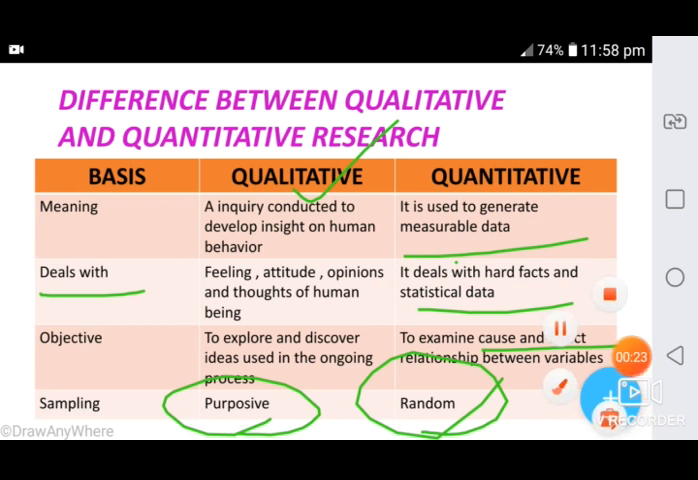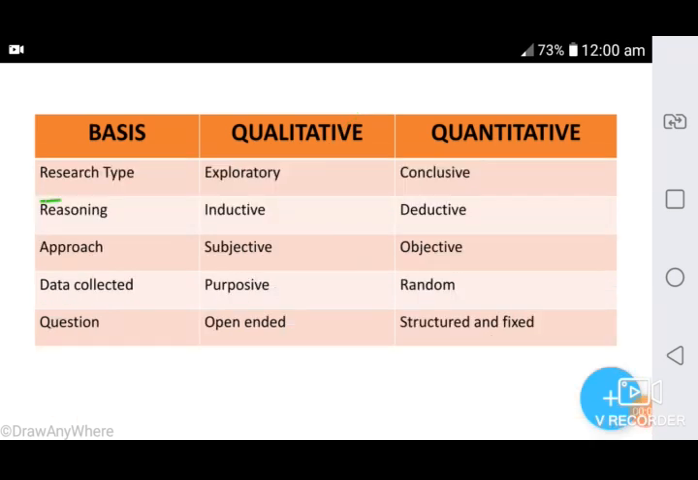Okay. Then the research type of qualitative research is exploratory. It is conducted to have a better understanding of the existing problem, not to provide a conclusive result. Only to study the existing problem, or gain insight or understanding of the problem. Not to provide a conclusive result. But in the case of quantitative research, it is conclusive in nature, as it involves a specific hypothesis and examining the relationship, that is to say in the form of numbers that can be quantified.